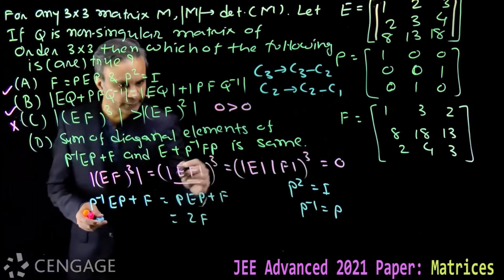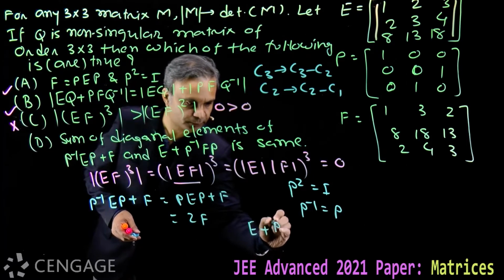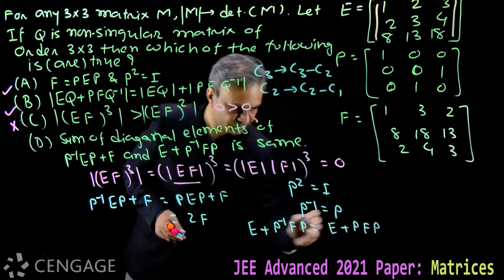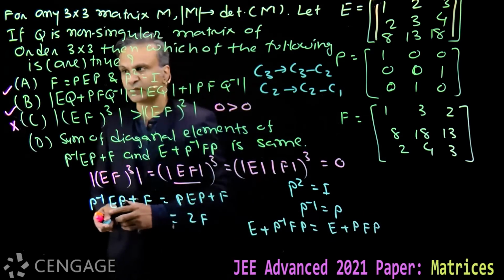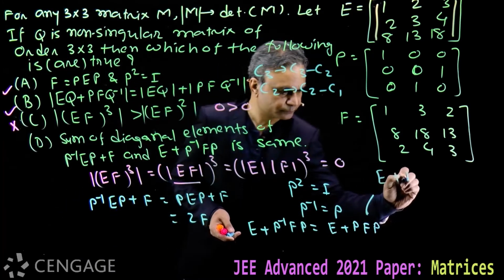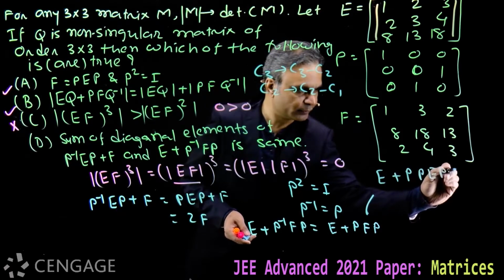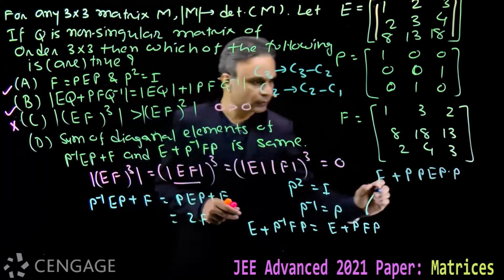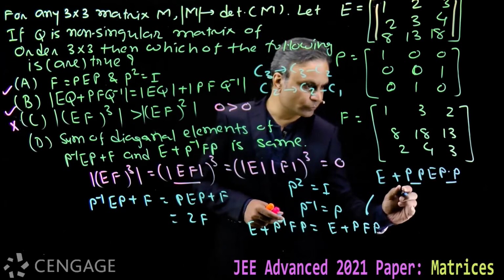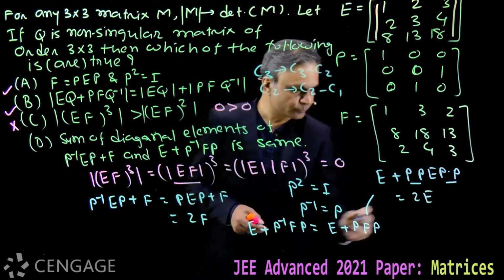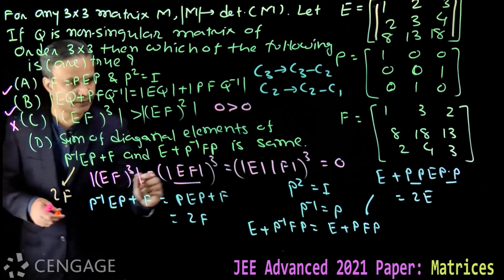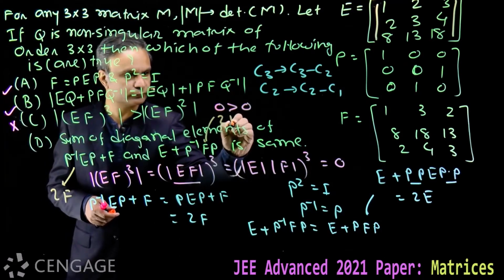And this matrix E plus P inverse FP is equal to E plus PFP. I am using P inverse is equal to P. Then we put F equal to PEP. We get E plus P, PEP, into P. P square is equal to I. This is I, this is I. So we have IEI, which is equal to E. We get this is equal to 2E. So this matrix is 2F and this matrix is 2E.